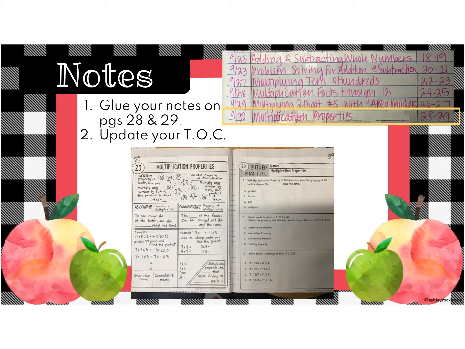Okay, today we are going to be talking about multiplication properties. So we've already talked a little bit about some multiplication strategies of 2-digit by 2-digit numbers. Today we are going to also talk about multiplication properties so that you have a couple different methods for multiplying numbers.